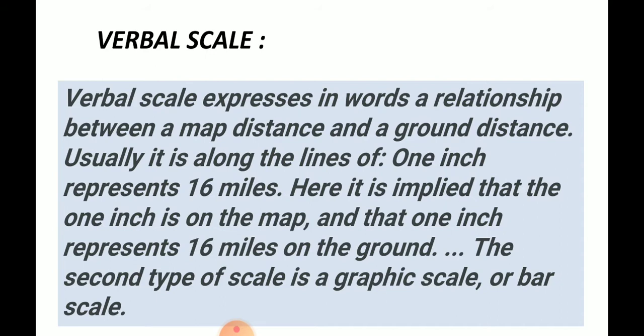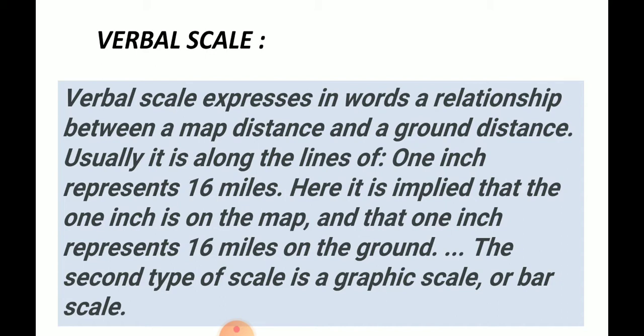The verbal scale expresses in words the relationship between a map distance and a ground distance. Okay, the distance on your paper and the distance actually on the place. So usually it is along the lines: 1 inch represents 16 miles. If you are showing a 1 inch line on the paper, it tells you that it is 16 miles.